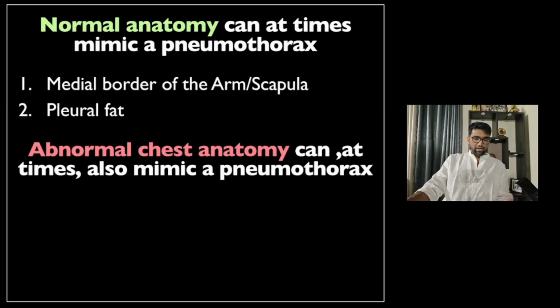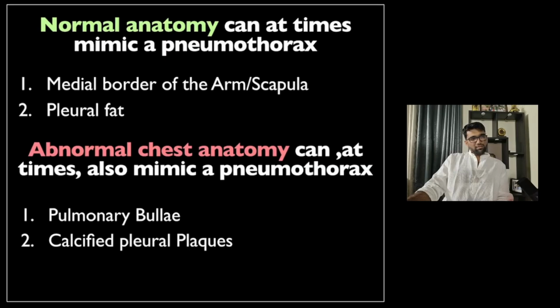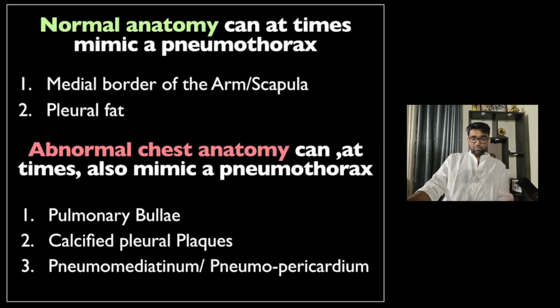and that may not happen adequately in some people. The other thing is pleural fat, but pleural fat is typically present on both sides of the radiograph. And if you're lucky, you may find an old radiograph showing the same pleural fat that has not changed shape, size, or location. Some abnormal chest anatomy findings that can at times also mimic a pneumothorax include pulmonary bullae, calcified pleural plaques, but they tend to be hyperdense compared to what you would expect, and pneumomediastinum and pneumopericardium. So we'll be talking about pneumomediastinum in the upcoming slides in this particular screencast.